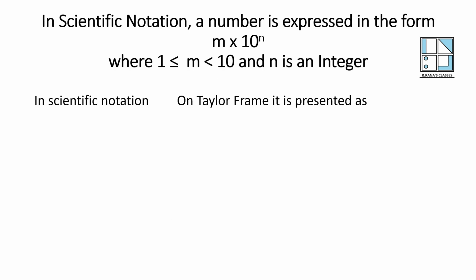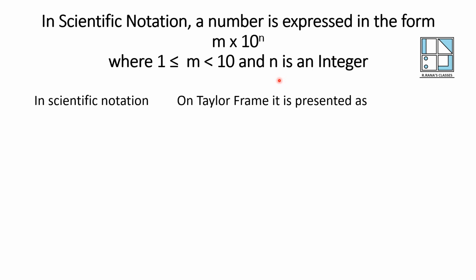In scientific notation, a number is expressed in the form m into 10 raised to power n, where m is greater than or equal to 1 and less than 10. This means m is a single digit number greater than or equal to 1, and n is an integer. Please note, n can be negative or positive but is an integer.